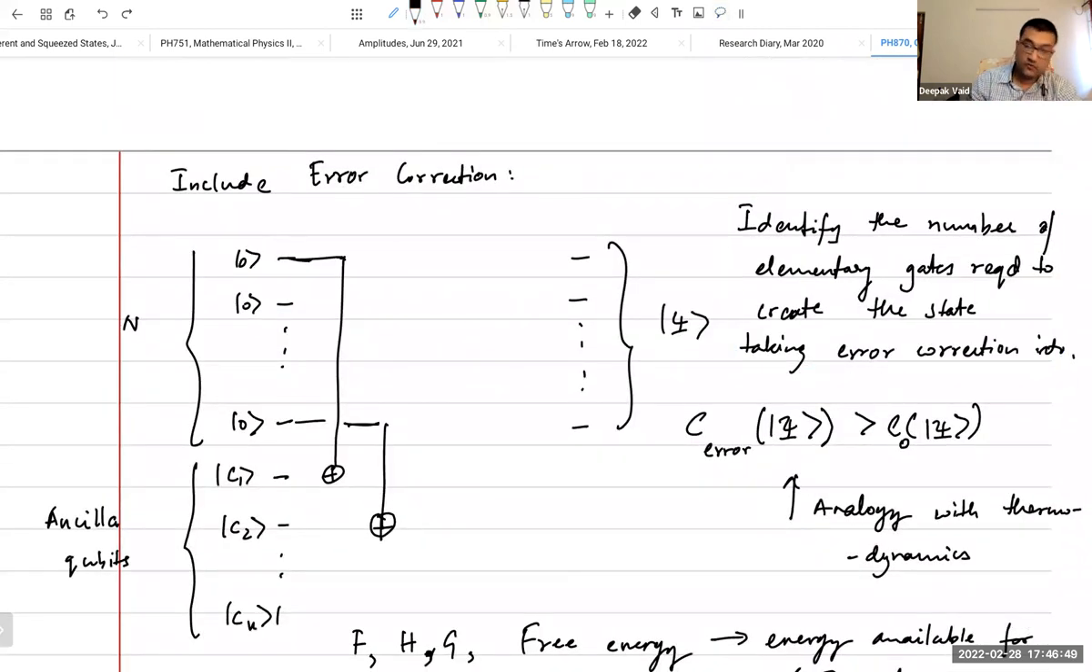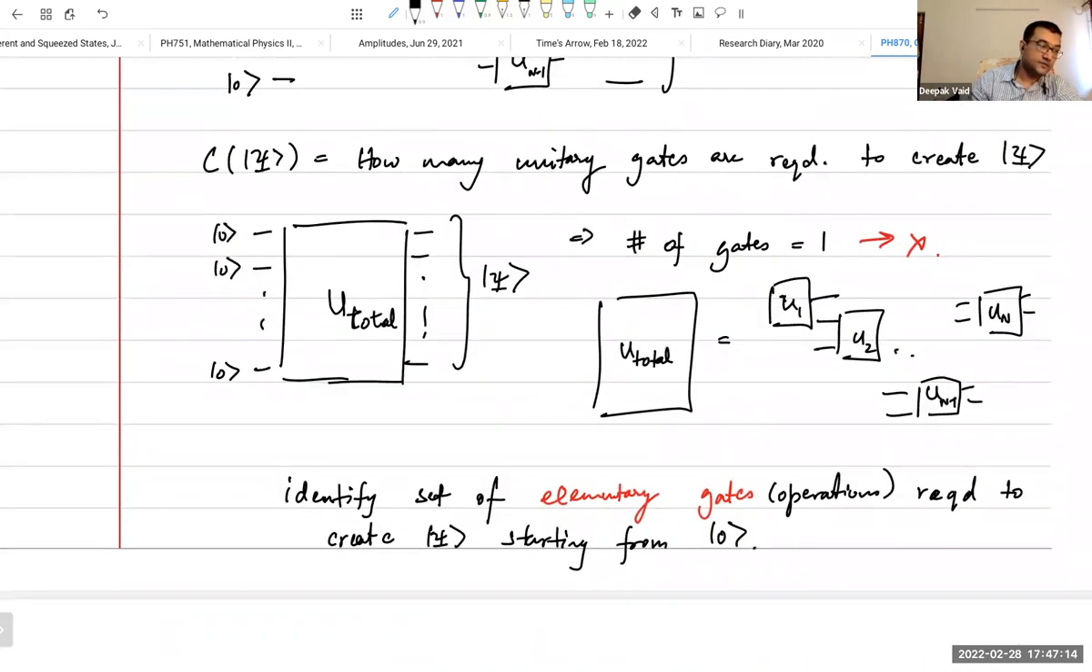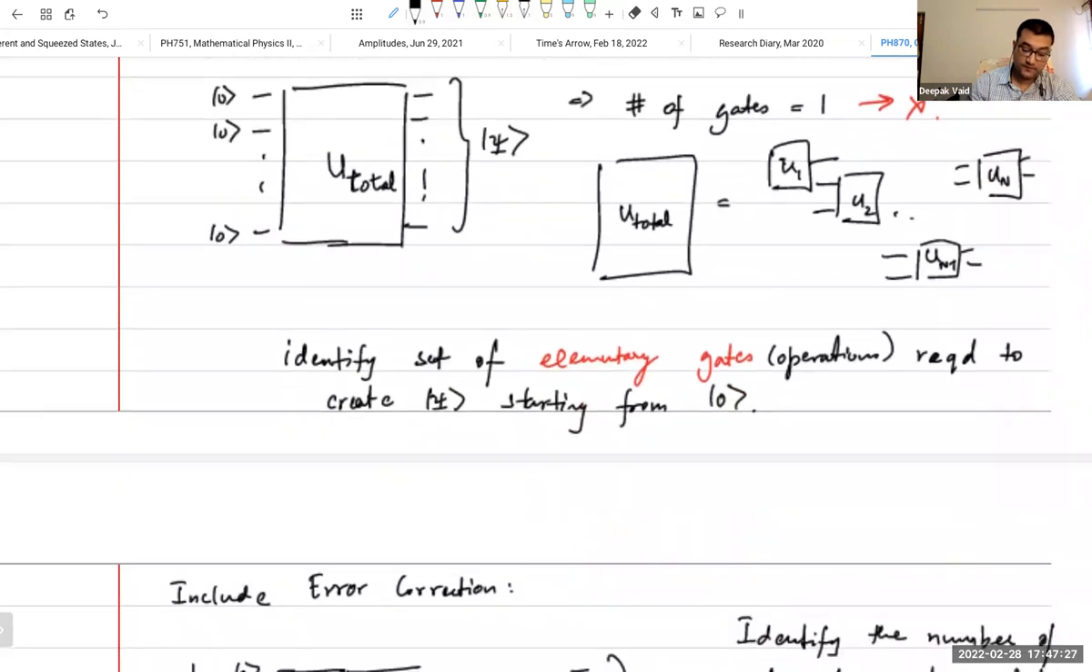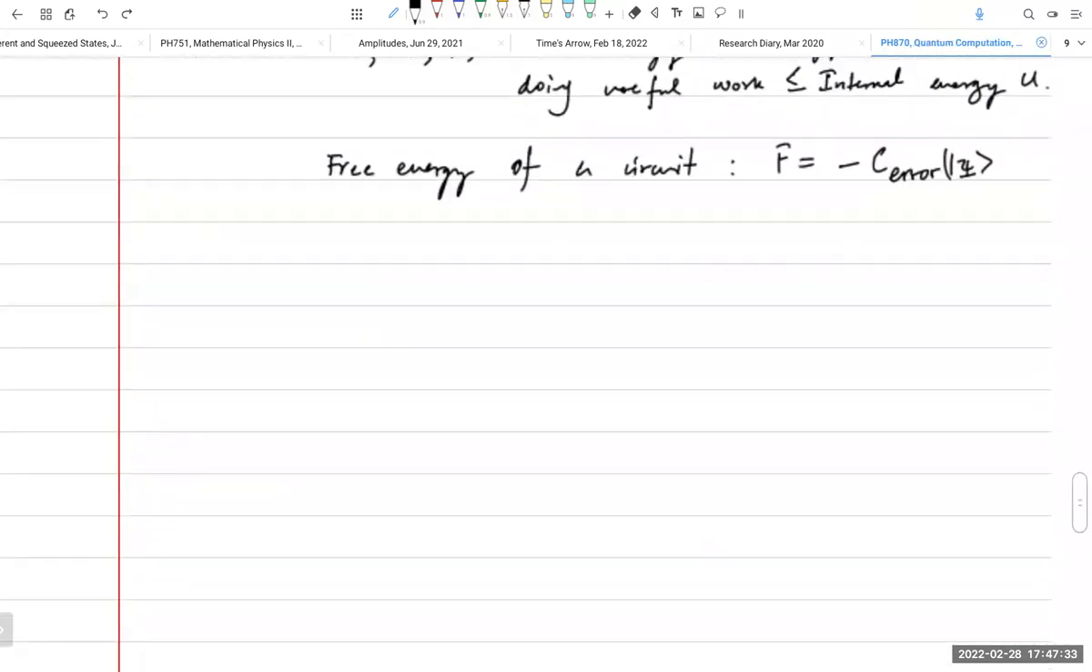So here now there is a potential for some ambiguity. What ambiguity can there be? Can somebody think of it and tell me? Right. So I have said, identify the number of elementary gates required to build a circuit. Is it going to be true that there will always be just one way to do so? No, different ways can require different numbers of elementary gates.